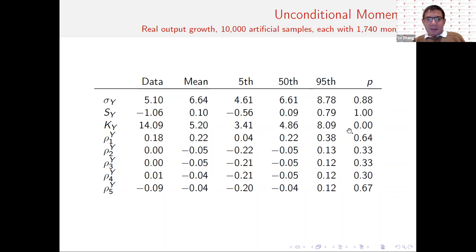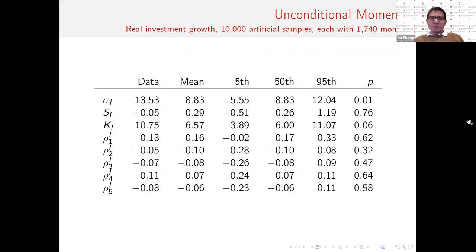But skewness and kurtosis are screwed up, in the sense of significant p-values. So investment volatility in the model is significantly lower than that in the data. So I guess nobody's perfect.